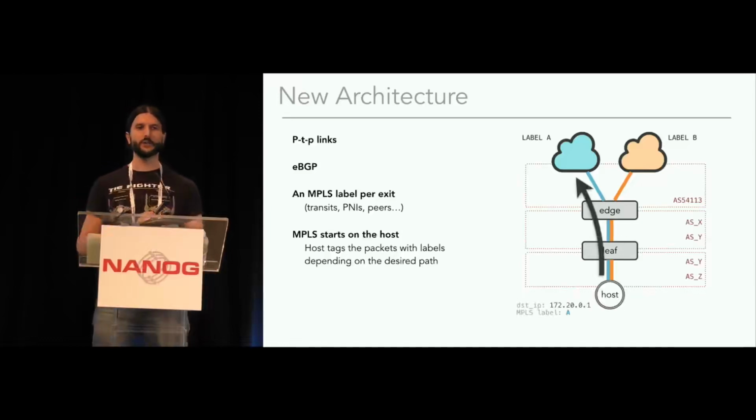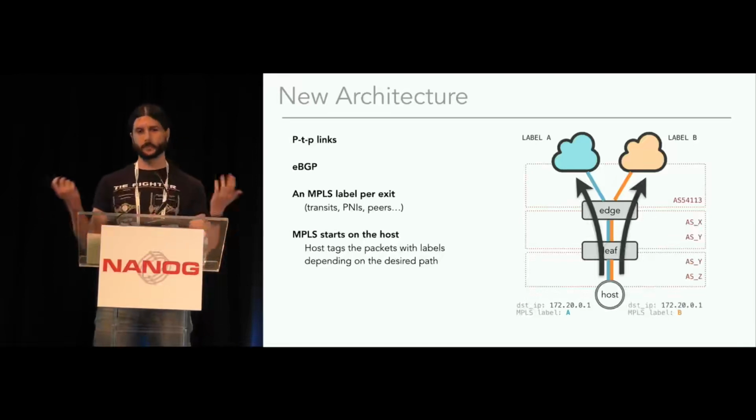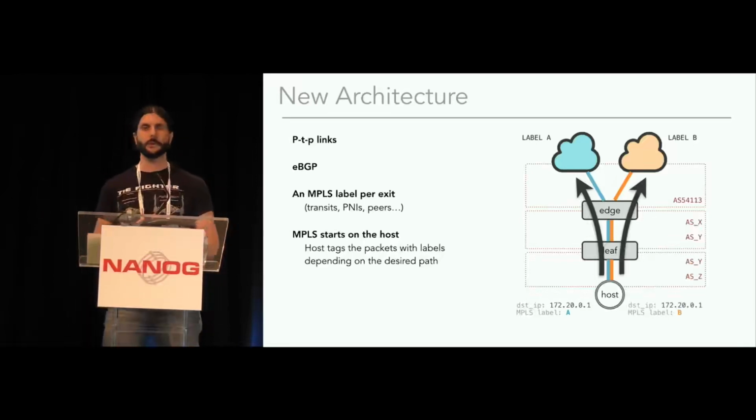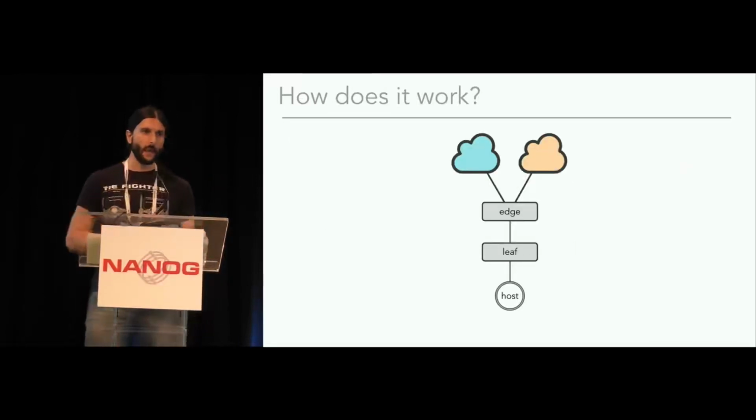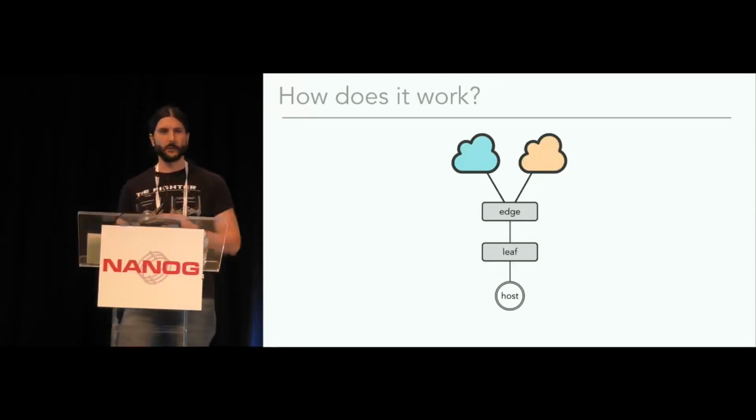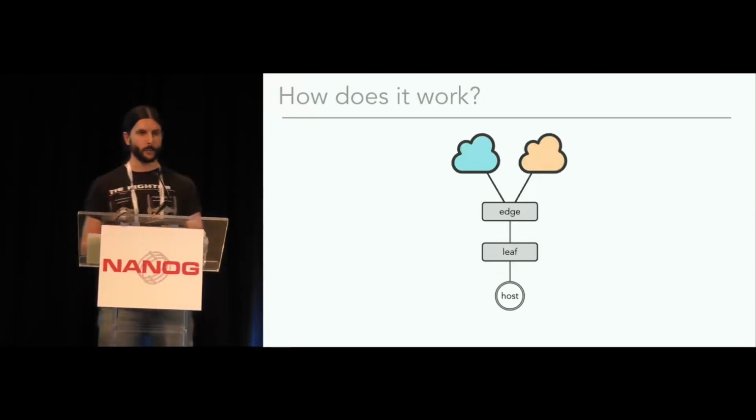So now, if the host wants to send traffic via the blue transit, it only has to select the MPLS label corresponding to that transit. And if it wants to send it via the other transit, just put the other label. OK, so that was more or less an overview, but let's see a bit more in detail how it works.